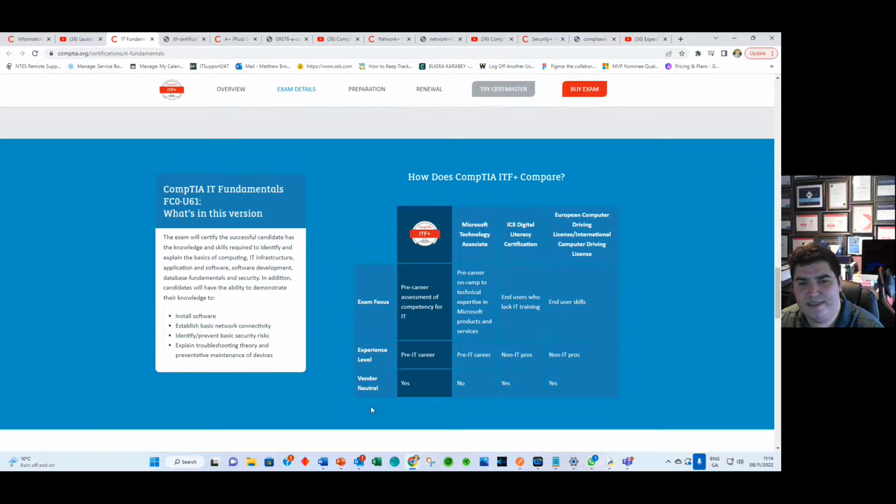How does this compare to your other entry level certification in IT? So when you look at the MTA, where you're going to think that's Microsoft, and that's correct. So the MTA is also an entry level certification, but that's vendor focused rather than a vendor neutral approach. So on top of that, then we compare it to your IC3 digital literacy. Again, this is for end users who don't have much IT training. And of course, we have the ECTL, which is for non-IT pros, and it's an end user certification.